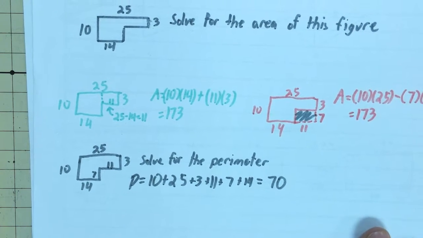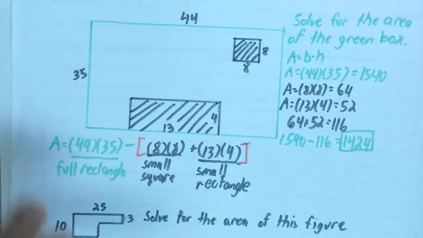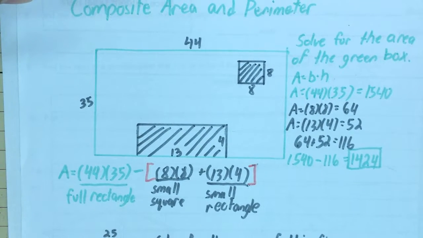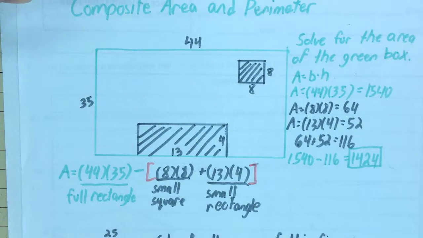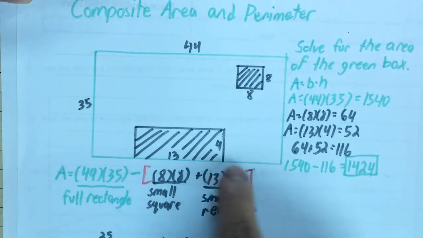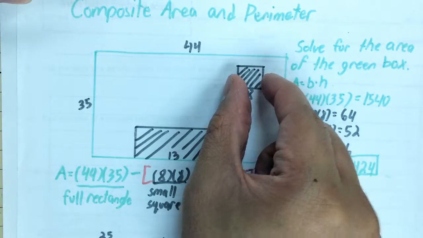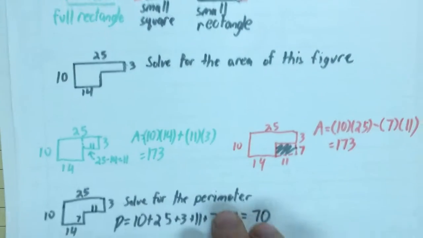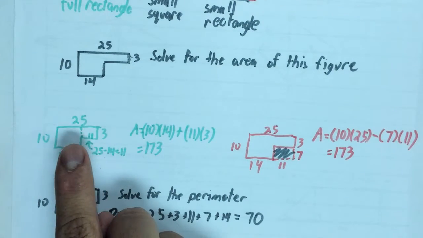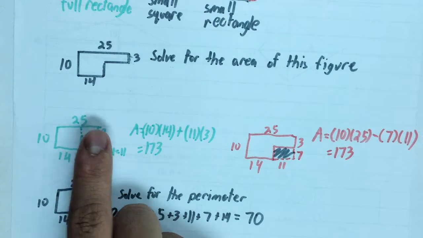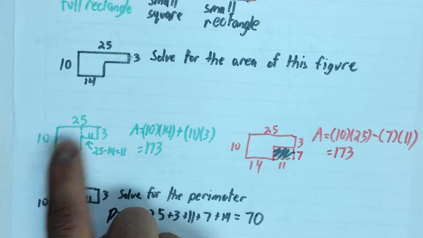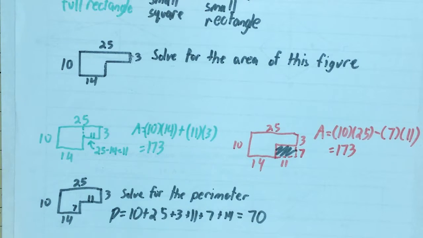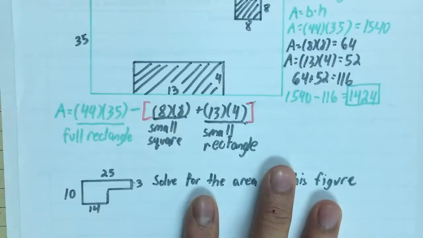So there you have an example of composite area and perimeter. The key idea for composite area is to find the area of your full shape and then subtract the parts we don't need. Or we can separate our full shape into two smaller shapes, in this case two smaller rectangles, and combine those areas.